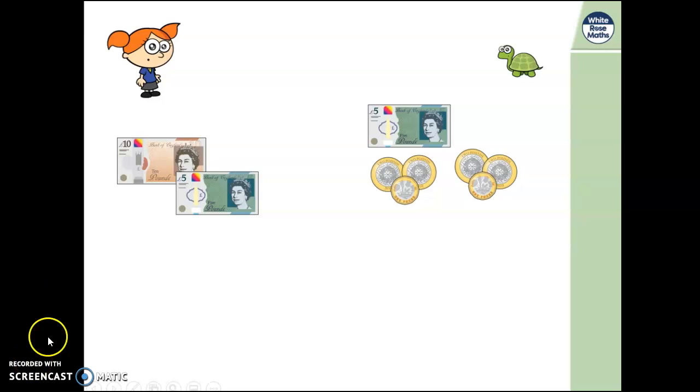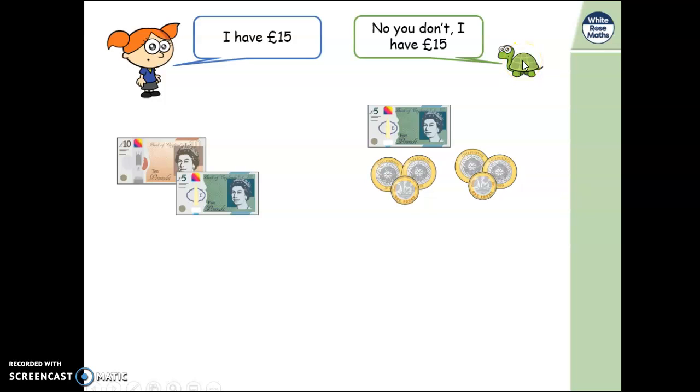So here we have two different amounts of money. Or we've got a variety of coins and notes. So this person says, I have £15. Tortoise says, no you don't, I have £15.